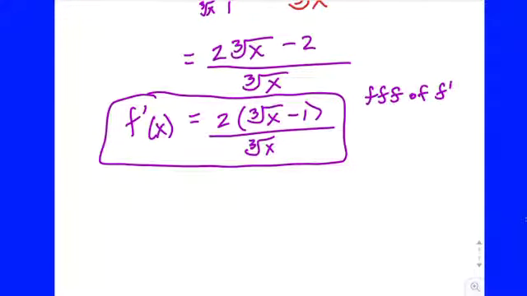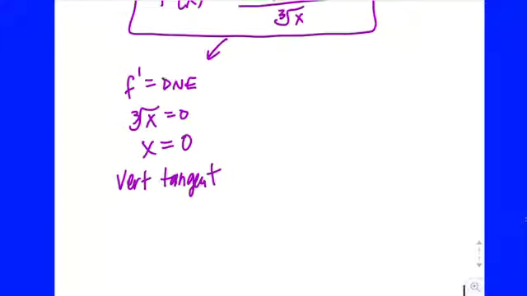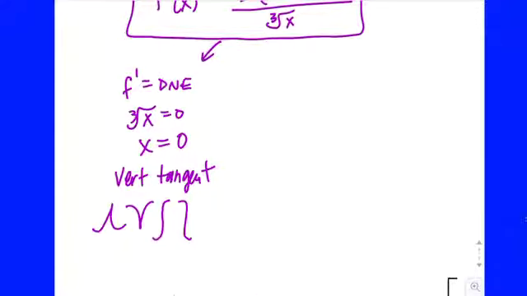Okay, so now we're going to use it twice, aren't we? Because it's a quotient. So I'm not going to just set it equal to 0. I'll say f prime equals DNE when the denominator cube root of x equals 0. So if I cube both sides, I get x equals 0. That's going to be your vertical tangent. All right, so that's going to be, like we said yesterday, either a local max, local min, or it's going to be one of these vertical going through it, decreasing or increasing through it.